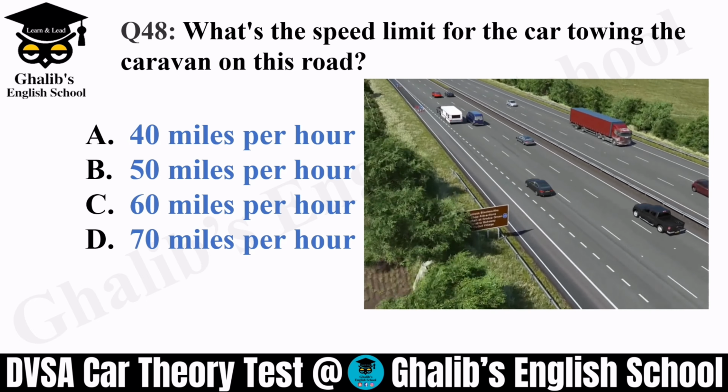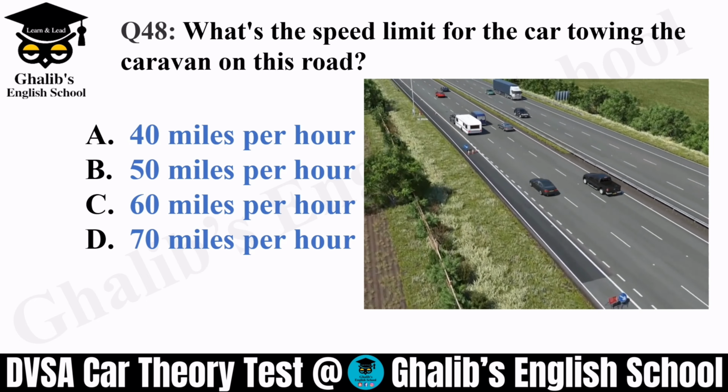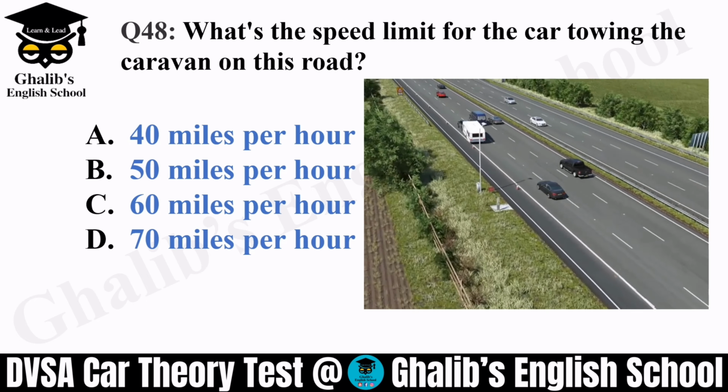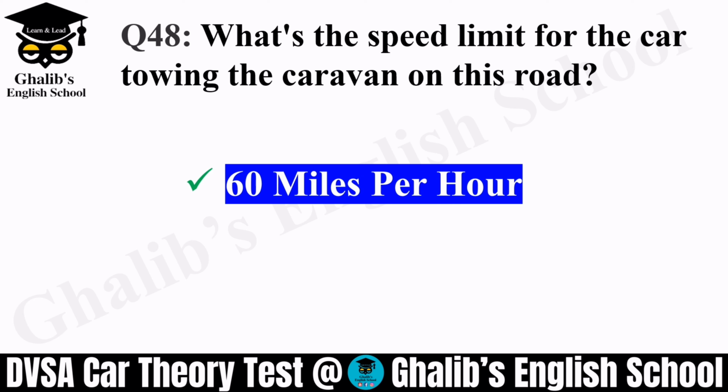If you watch closely, you can see in the left-hand lane there is a caravan pulled by this vehicle. And what should be the speed limit? It's very unstable. So what do you think? The correct option is 60 miles per hour. On motorways and dual carriageways, if we have a car towing a caravan, they should be doing 60 miles per hour.